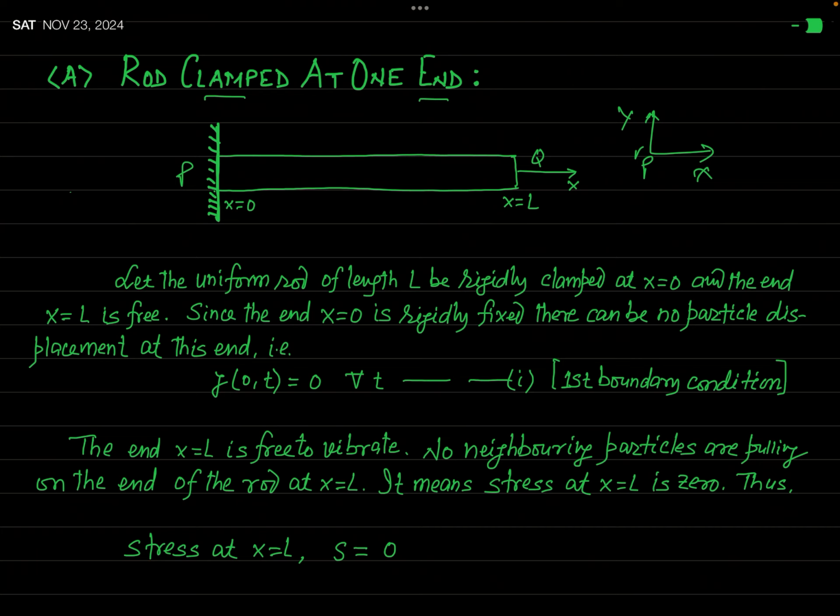So if the origin is at the end P, its coordinate will be x = 0. And since the length of the rod is L, the x coordinate of the other end Q will be x = L. So you can say that we consider a uniform rod of length L lying along the x-axis, which is rigidly fixed at its end P. But its end x = L, or its end Q, is completely free to vibrate.